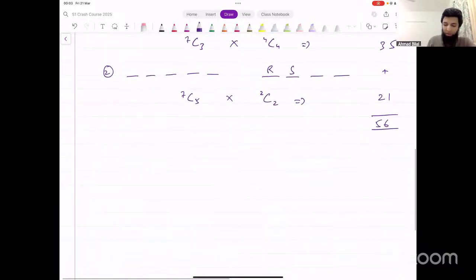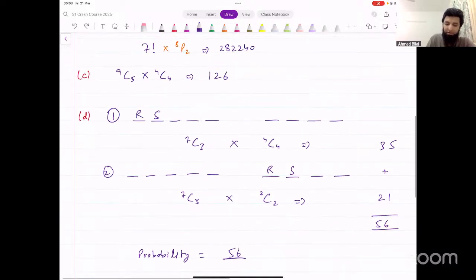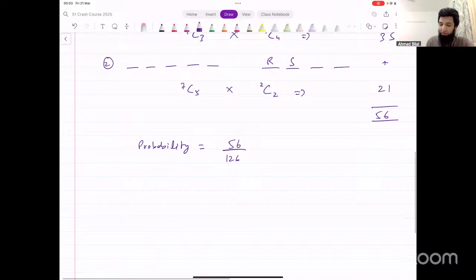So what's the probability now? They asked us for probability. Number of favorable divisions, 56, divided by the total number of possible divisions, 126. And that will give you the probability. You can see what that is. What do we get from this? 28 over 63. Does that simplify further? No. 28 over 63. That's the probability.